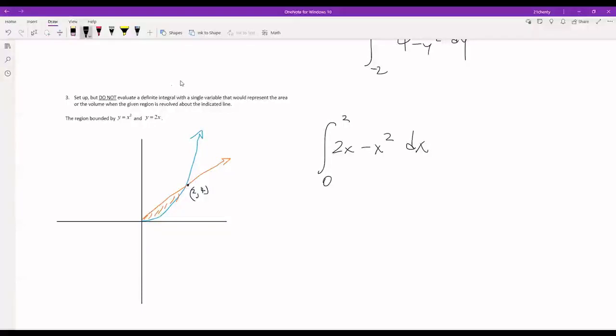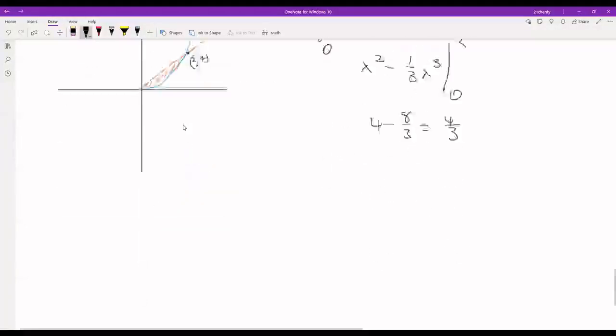And then, yeah, just take the integral. This one we actually have to evaluate. So this is x squared minus 1/3 x cubed, like this. And then 4 minus 8/3 equals 4/3. So that's 3a. That one's just like a review of last semester.